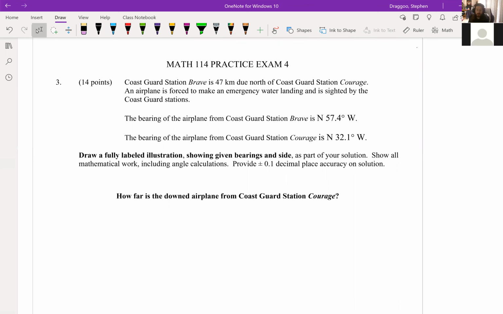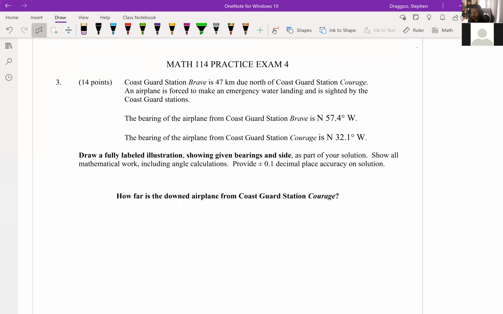Cool. So, number 3, we got a word problem. Coast Guard Station Brave is 47 kilometers due north of Coast Guard Station Courage, and an airplane is forced to make an emergency water landing and is sighted by the Coast Guard stations. And if you'll notice, the naming scheme that I gave to these stations and the airplane makes a very nice B, C, and A for this triangle that we're going to label.